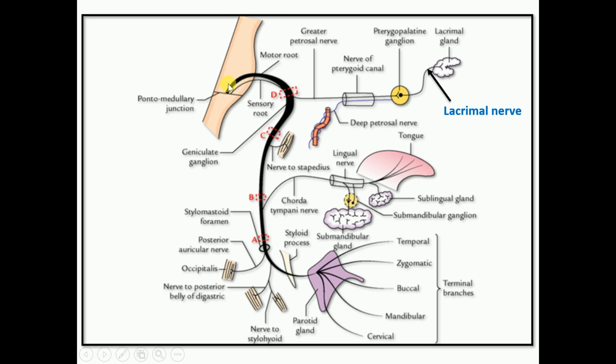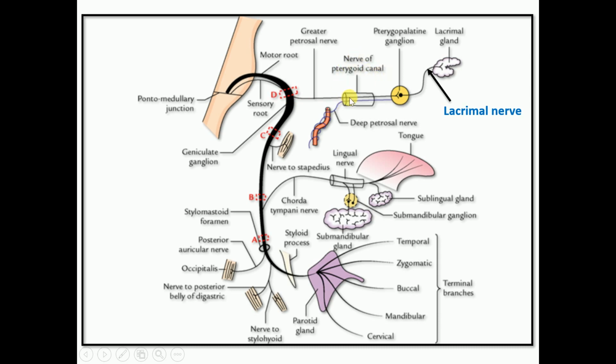Within the pons, there is a nucleus called the lacrimatory nucleus for the lacrimal gland. From the lacrimatory nucleus, fibers pass via the sensory root of the facial nerve, called the nervus intermedius. The sensory root and motor root of the facial nerve finally enter via the internal acoustic meatus, and within it there is the geniculate ganglion. From the geniculate ganglion, the facial nerve gives its first branch, the greater petrosal nerve, and this greater petrosal nerve unites with the deep petrosal nerve and forms the nerve of the pterygoid canal.